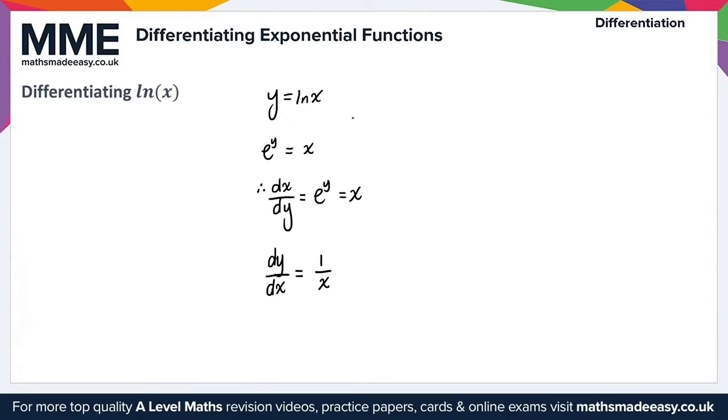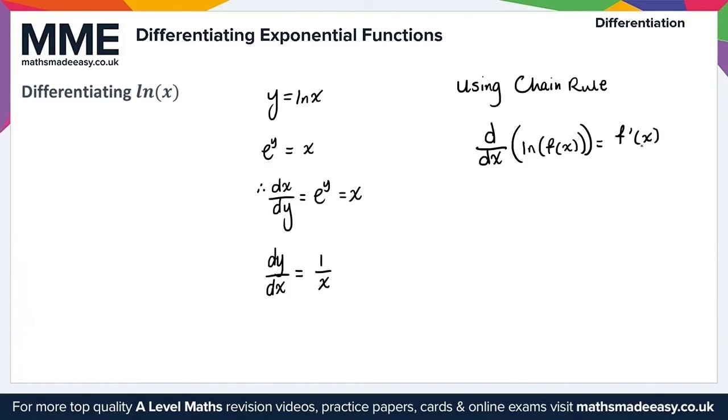Now we can generalize this result using the chain rule. So using the chain rule, our general result for d by dx of the natural logarithm of f of x would simply give us f prime of x over f of x. Okay, so that's how we use the chain rule to find our general result when differentiating the natural logarithm of x.